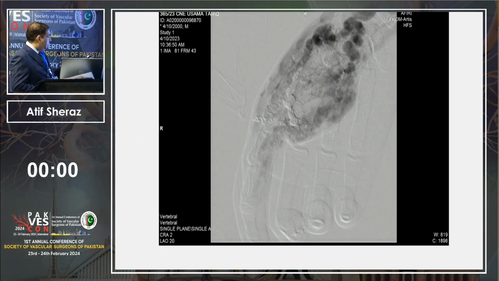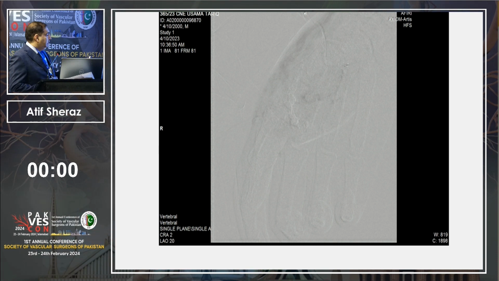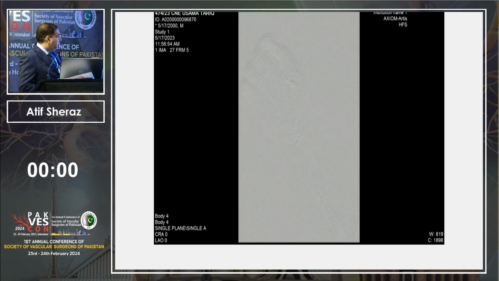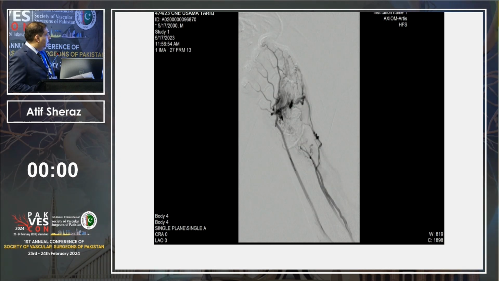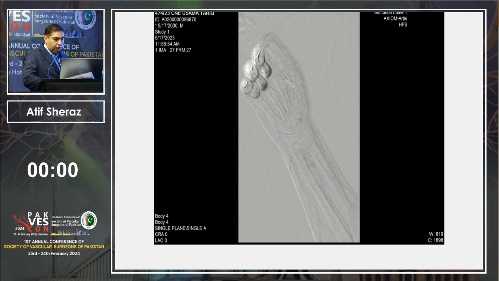So finally, there is some improvement. We can see the embolic material in some components of the AVM. So this continued. There are a lot of images, and we found that it is also supplied by the ulnar artery, and the same artery is supplying the blood vessels of the fingers.